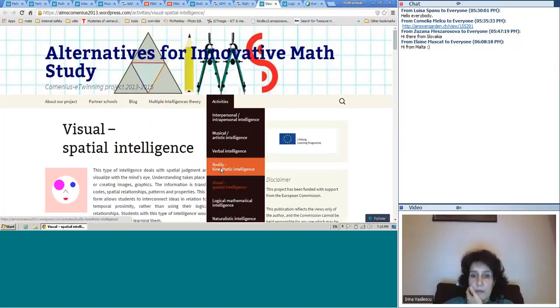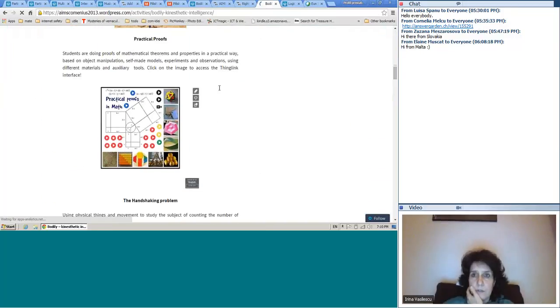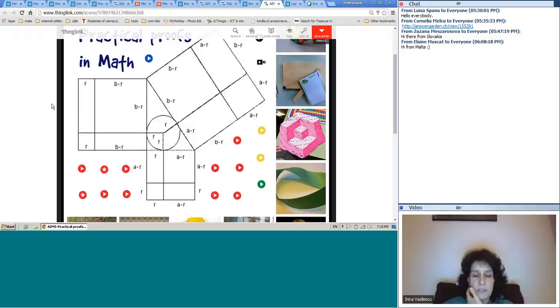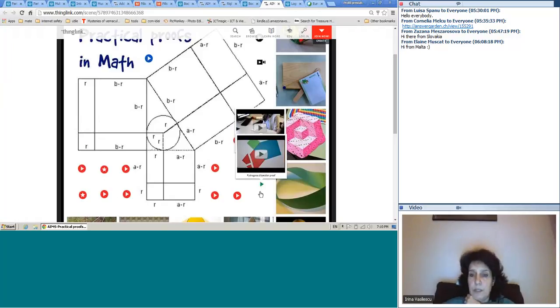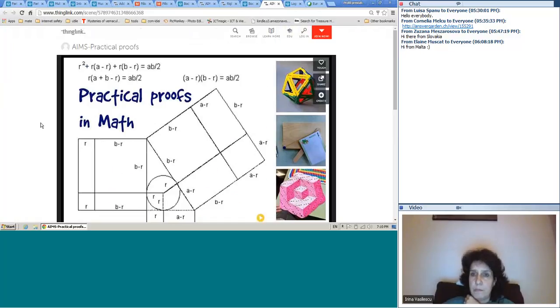Okay. For the bodily kinesthetic intelligence, we try to find practical proofs of theorems. Some of them are proofs for Pythagoras' theorem, and there are a lot of practical proofs, starting from using M&Ms, as you can see here, beans, from cutting paper, origami, folding paper, and so on. Also, there are some other theorems proved also by practical means, not by pen and paper.